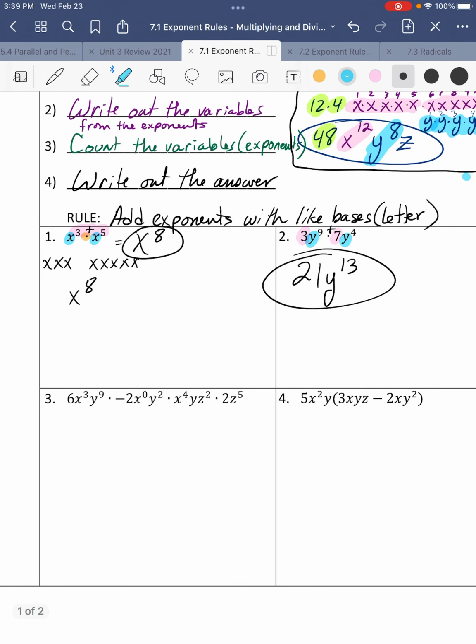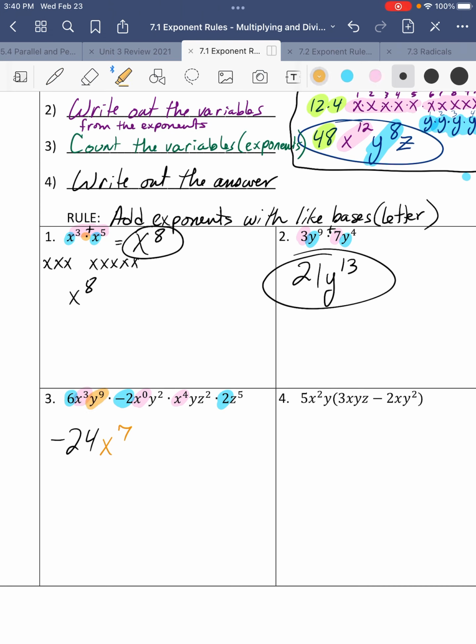All right, number 3. That's crazy. We need to multiply our coefficients, so 6 times negative 2 times 2. And that is negative 24. We have x to the 3rd times x to the 0 times x to the 4th. And that's it. So 3 plus 0 plus 4 is 7. So that's x to the 7th.